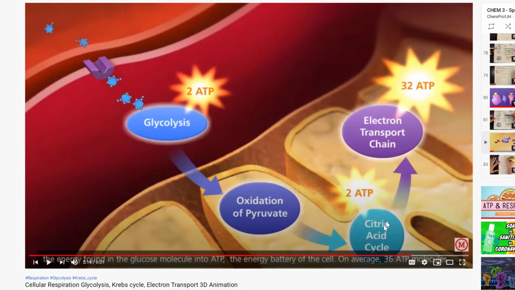Citric acid cycle is inside of the matrix here, produces a little ATP, but not a huge amount. And these numbers would be for a glucose molecule. And then the electron transport chain is present in this inner membrane of the mitochondria. And you can see how much bigger the numbers are here. This is where we're going to get the bulk of the ATP.